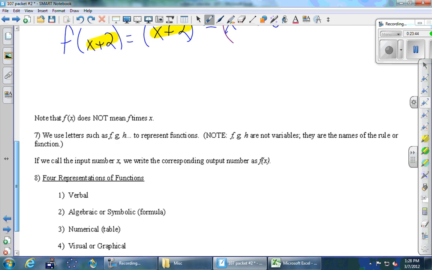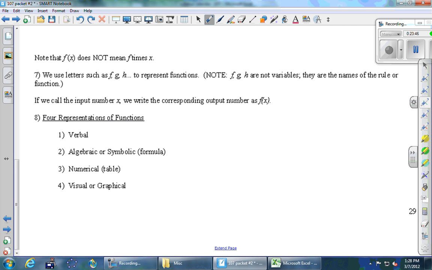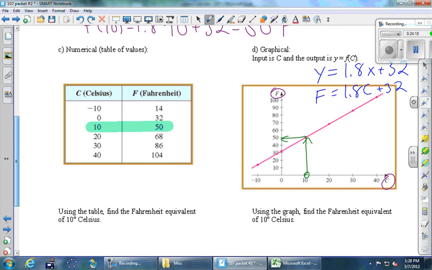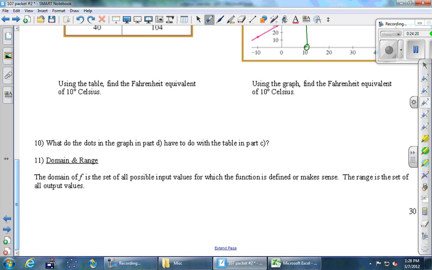That thing that we skipped is down here. I think we're going back to number 8 on the previous page. It's on the bottom. Okay, so those are the 4 things. We saw each of those 4 for our Fahrenheit example. Any questions about the different representations for functions?